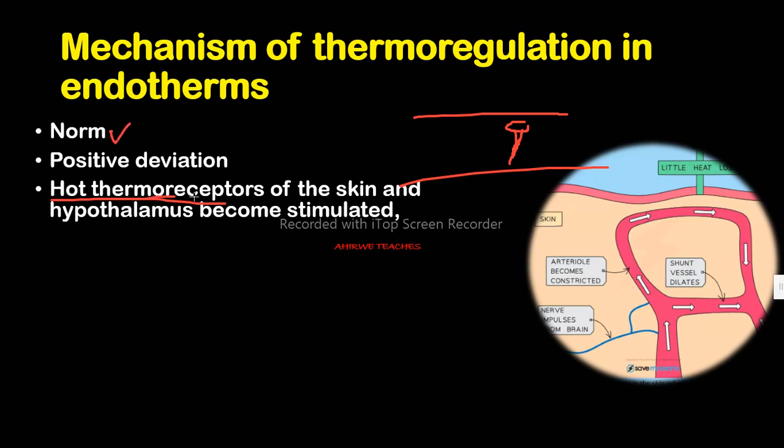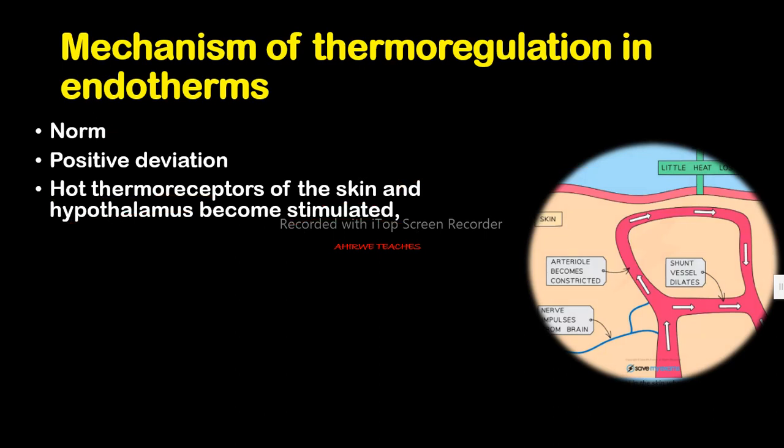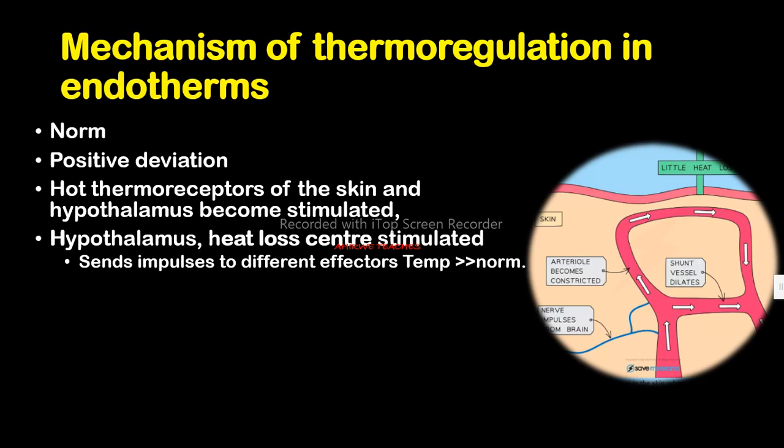So the thermoreceptors in the skin and in the hypothalamus will be stimulated. Okay? And if they are stimulated, then they will send impulses to the respective organs. Okay? And actually, when these receptors are stimulated, they will send impulses to the heat loss center. Okay?